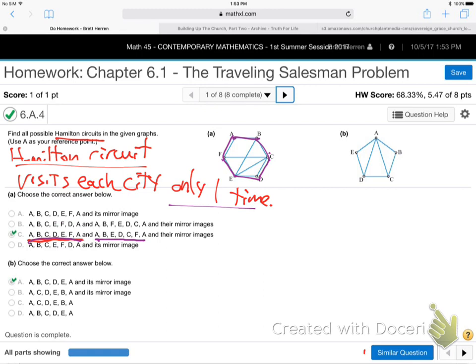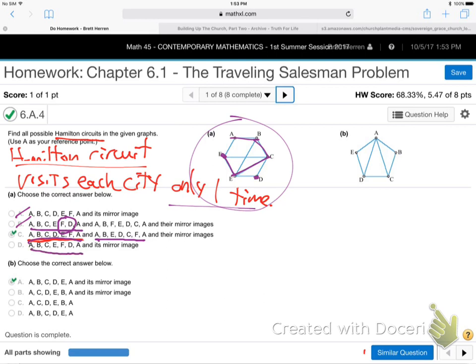What about part B? Is it part B? A, B, C, E, F, D, A? Why is that not right? A, B, C, E, F, D. You can't go from F to D, can you? See, this is bogus right here. See how it says you go from F to D? They're making stuff up. There is no direct flight from F to D, at least in this map, right? So that's why B is not the right answer.